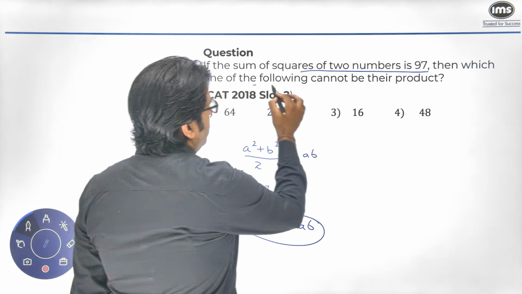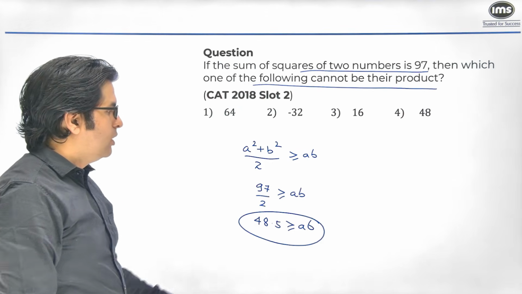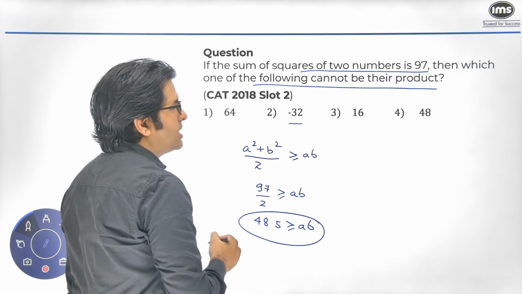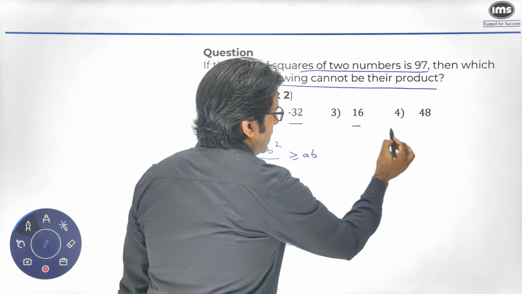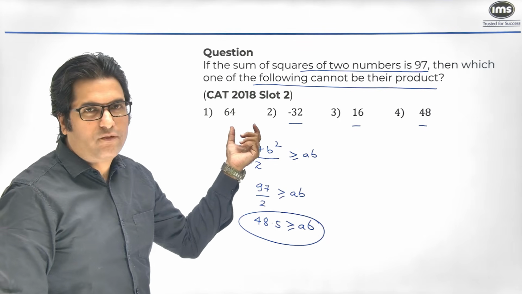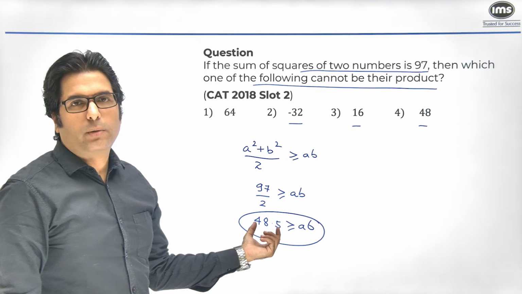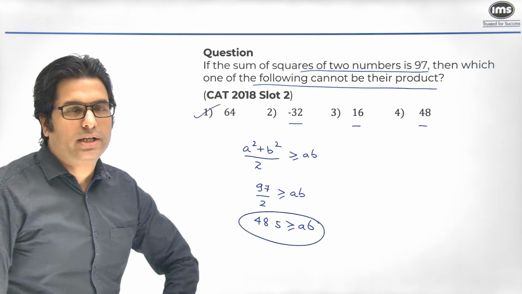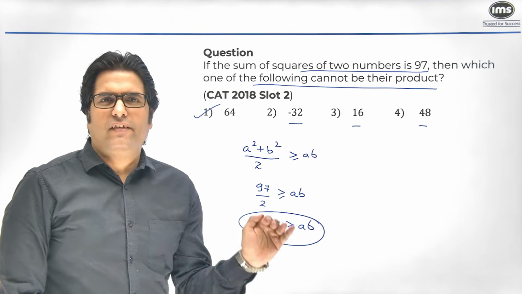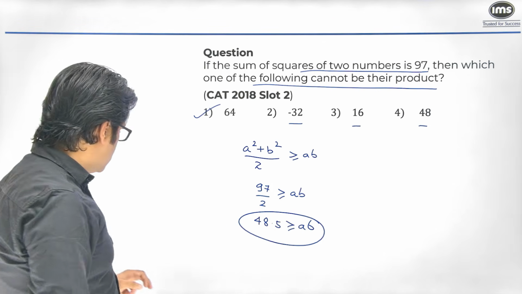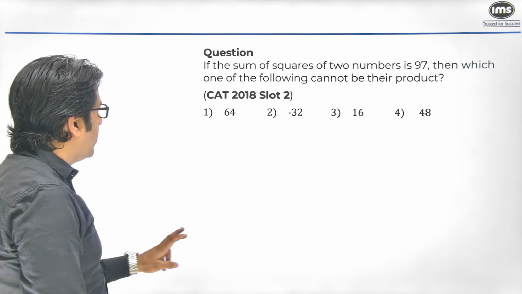They are asking which of the following cannot be their product. So this product has to be less than 48.5. Minus 32 is less than 48.5, and so are 16 and 48. All the other three options are less. Look at option 1, 64. Clearly, this is not possible because the answer has to be less than 48.5. The correct answer for this question is option 1. Very, very easy, and as I like to call it, ridiculously easy. So let's move ahead to the next question type.